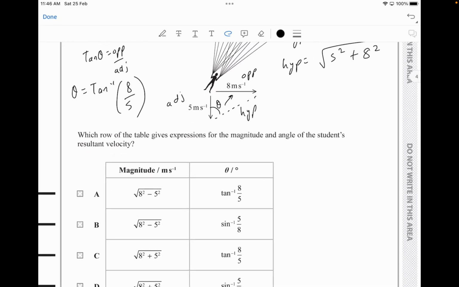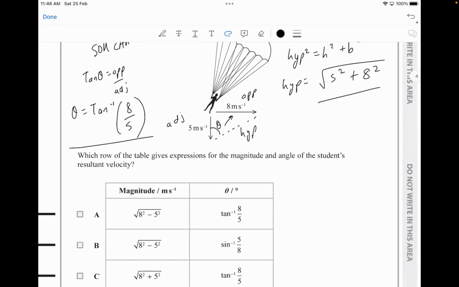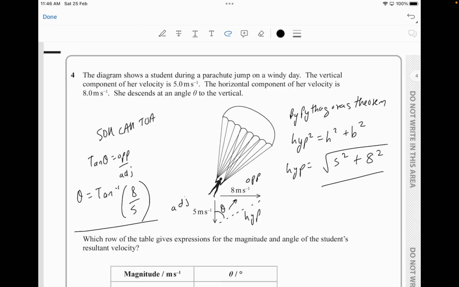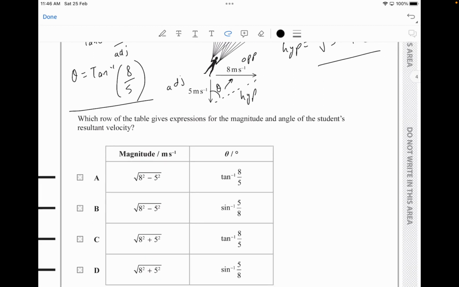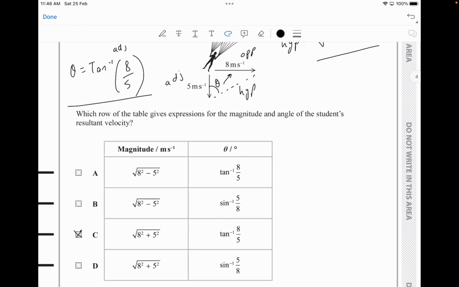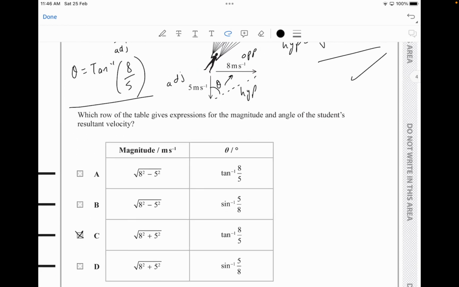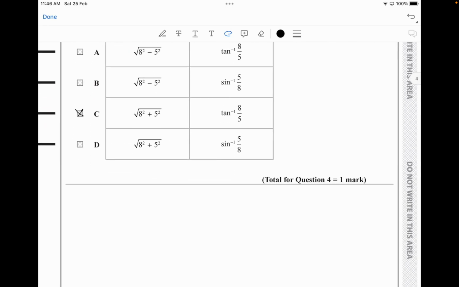So we have found the magnitude and we have found the angle theta. That's going to be option C in this case, because we know the magnitude is the square root of 8 squared plus 5 squared, and the angle theta is tan inverse of 8 by 5. So C is the correct answer. All right, let's move on to the next question.